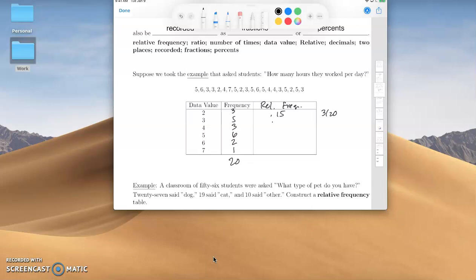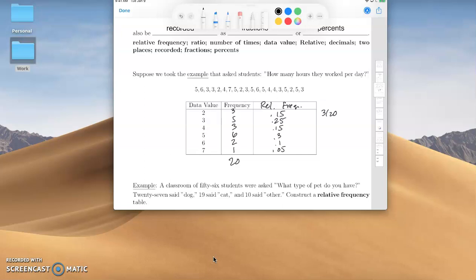which is 0.25. Now, we don't need to do the math for that 3 divided by 20. We already know that it's 0.15. And then we need to do 6 divided by 20. It's going to give us 0.3. And then 2 divided by 20, which should be 0.1. And 1 divided by 20 is going to give us 0.05.